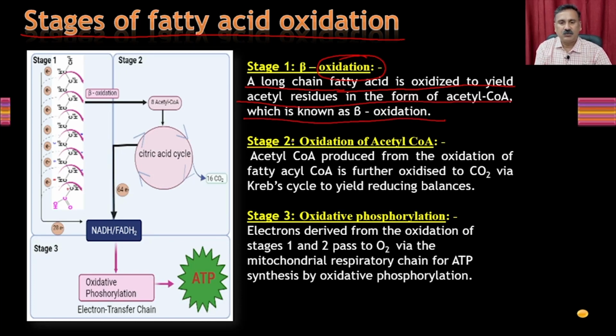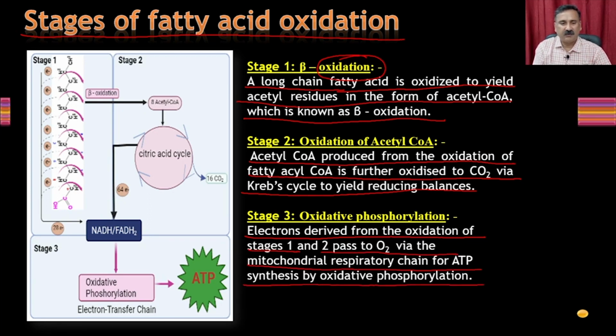Then in stage 2, you are going to have the oxidation of acetyl CoA. The acetyl CoA produced from the oxidation of the fatty acyl CoA will further oxidize to carbon dioxide in the Krebs cycle to yield the reducing equivalents. And in stage 3, you are going to have the oxidative phosphorylation. Electrons derived from the oxidation in stage 1 and stage 2 pass to oxygen via the mitochondrial respiratory chain for ATP synthesis by oxidative phosphorylation.